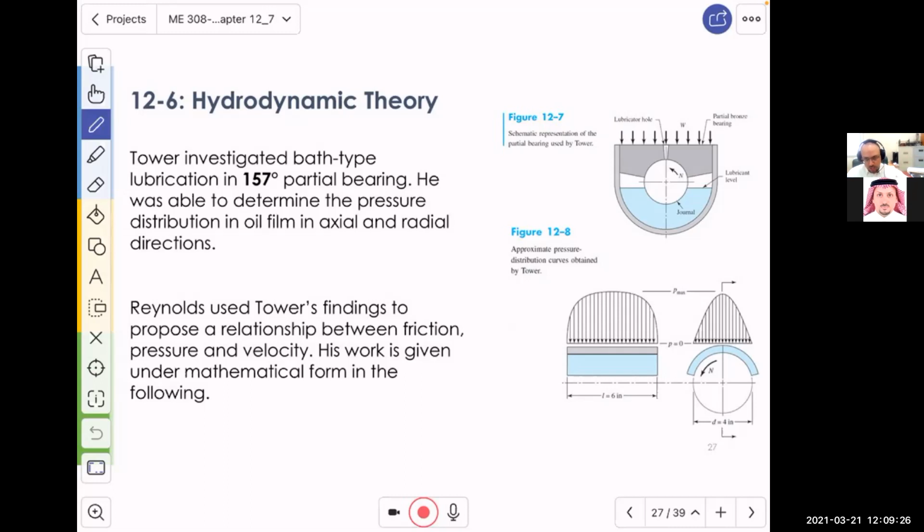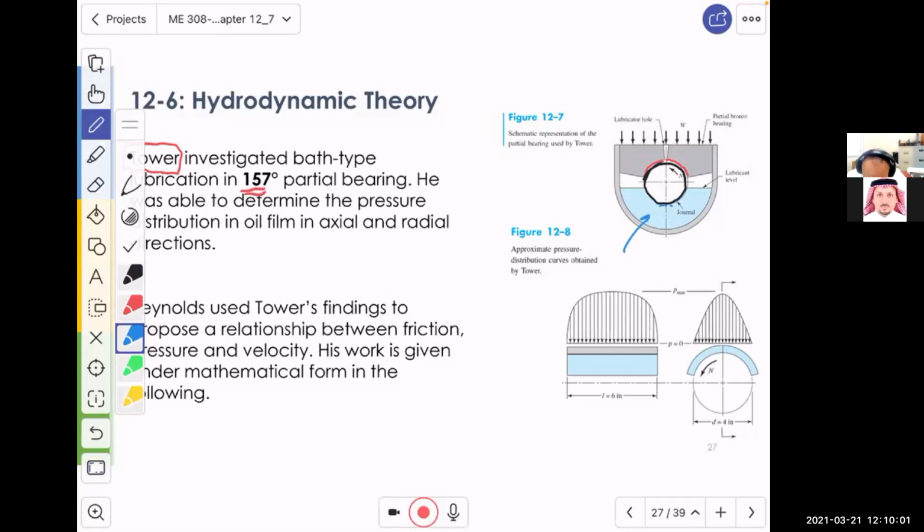But before he did that, there was a guy whose name is Tower, who conducted an investigation on a partial bearing with beta equals 157. As you see, what he did was put the partial bearing over here, and the journal is right there. And then he put a fluid over here, which is the lubricant.